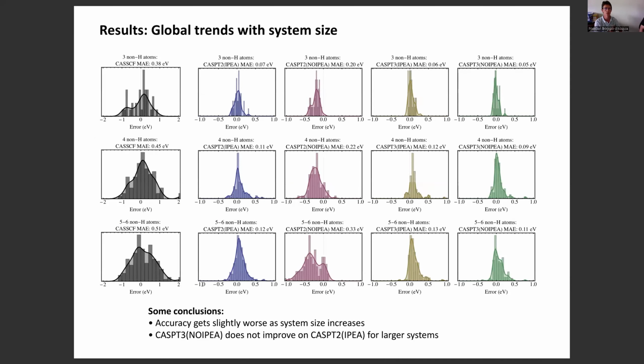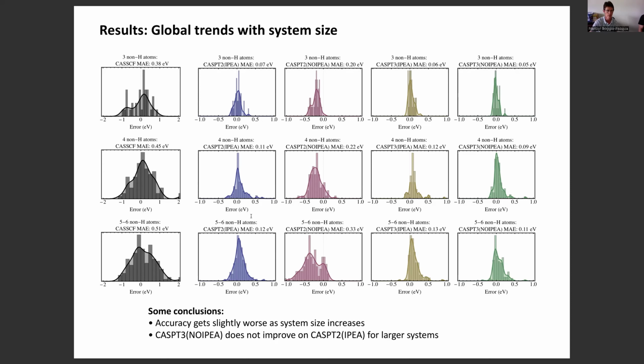Now, if we look at the trends with respect to the system size, here at the top we have the error distribution for the 3 non-hydrogen atom molecules, then 4 non-hydrogen atom molecules, and then the larger ones at the bottom. We see that the average errors, whatever the method, CASPT2, CASPT3, increase as the system size increases, which is not so surprising, obviously, as this means that the active space with respect to the system size is smaller as the system size increases.